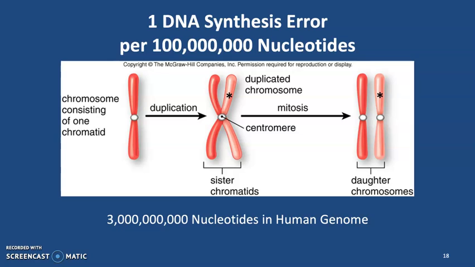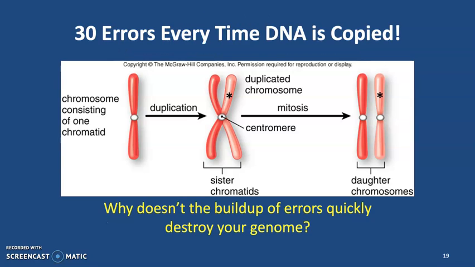So that now adds up, and it turns out that without any help, there are going to be about 30 errors every single time your DNA is copied. So every time your skin cells divide, without help, you'll see 30 errors. So that could quickly add up and completely destroy your genome. And the question would be, why doesn't it?